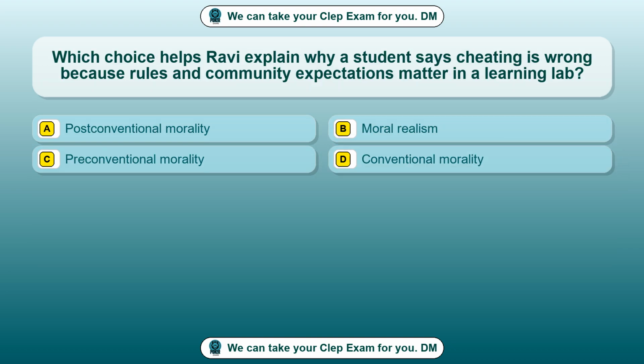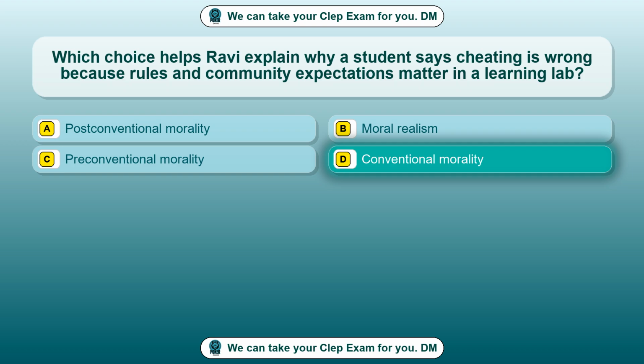Question 21. Which choice helps Ravi explain why a student says cheating is wrong because rules and community expectations matter in a learning lab? Option A, post-conventional morality. Option B, moral realism. Option C, pre-conventional morality. Option D, conventional morality. The correct answer is option D, conventional morality.